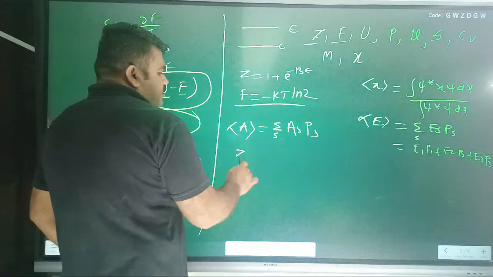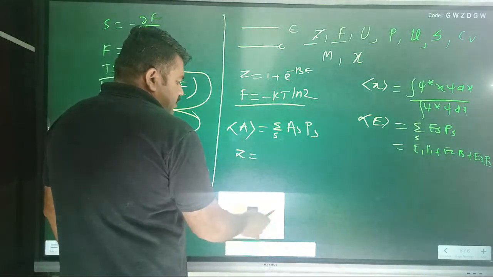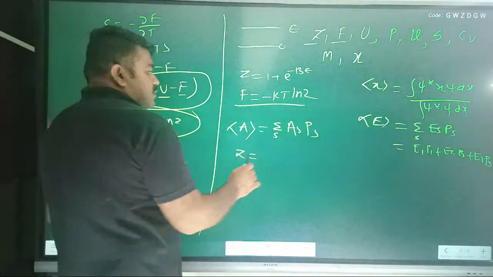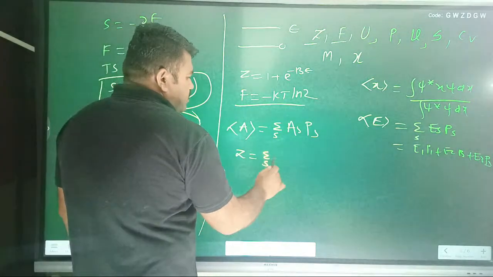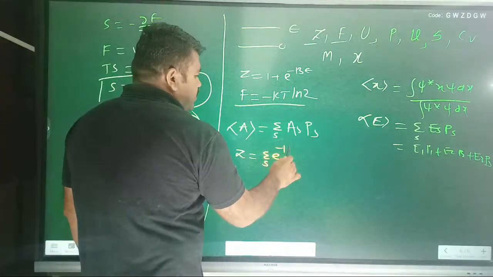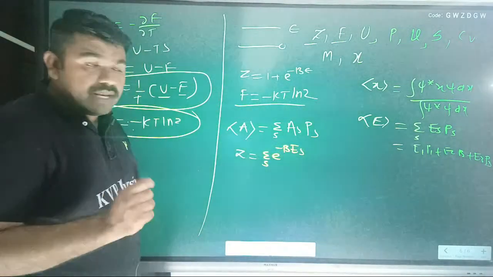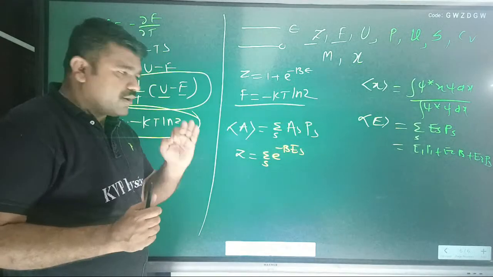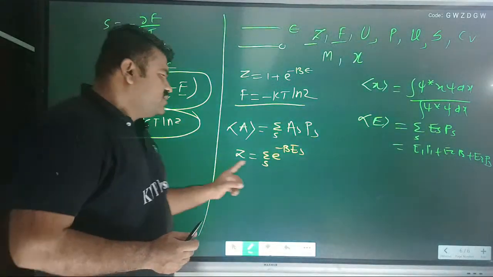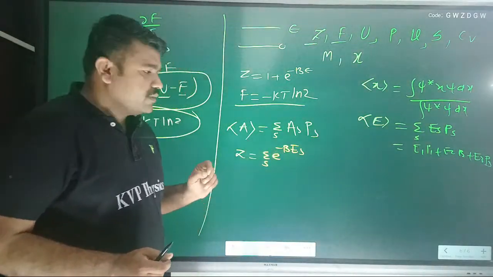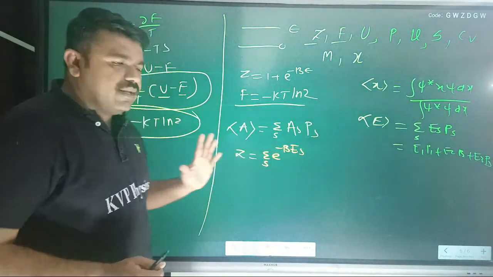Z is equal to summation over s of e to the power minus beta E_s. What do we have to find out? Our aim is to find the average energy U or E. From this equation, how do we get E? See, take the ln on both sides.